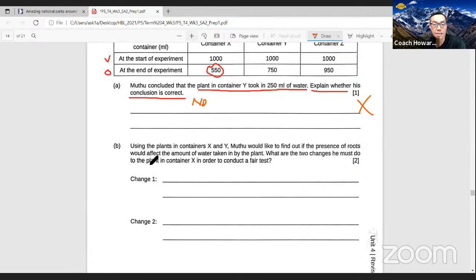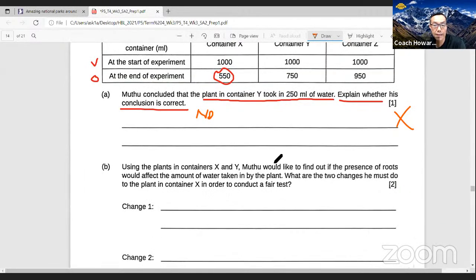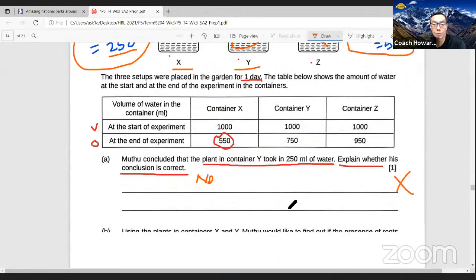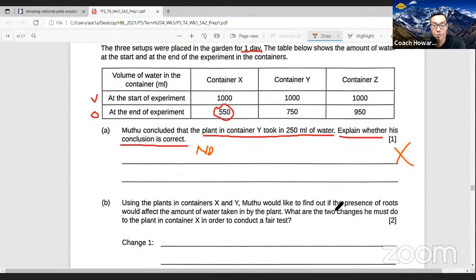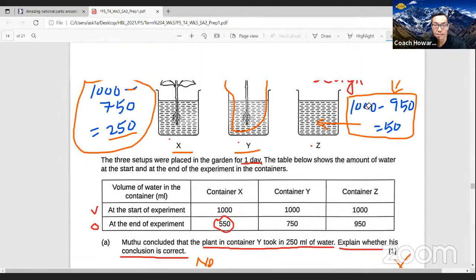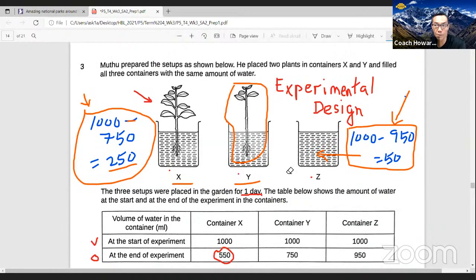Okay, it says, using the plants in container X and Y, this means these two, X and Y, Muthu would like to find out if the presence, so underline this, if the presence of roots would affect the amount of water taken in by the plant. What are the two changes he must do to the plant in X? Okay? He must do to the plant in container X. So you focus on container X, don't look at the other things. Because there are two plants there, one is in Y, one is in X.